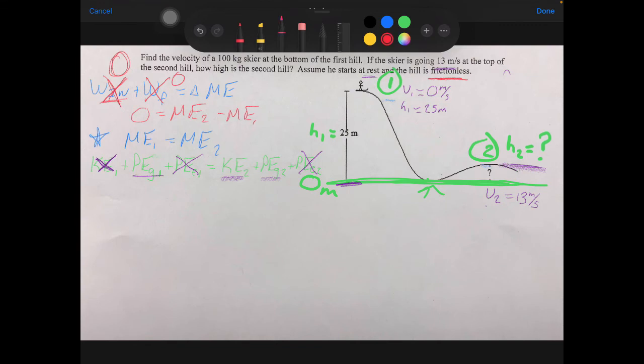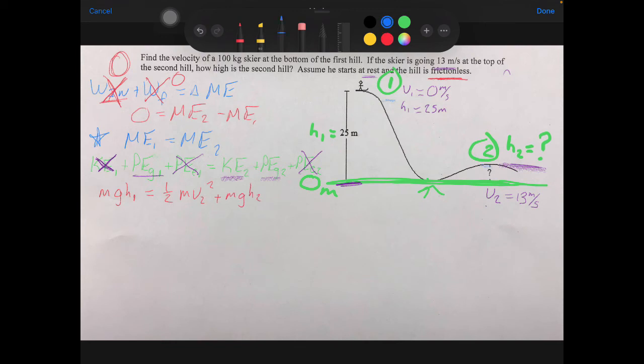So now we can go through and break these equations apart. The equation from that formula sheet for PEG is M times G times H, and because we're talking about PEG1, we want to use H1. Everything else cancels out on the left-hand side. And that's equal to my kinetic energy at location 2, which is KE2, 1/2 m v2 squared. And then we have to add my PEG2, which is M times G times H2.